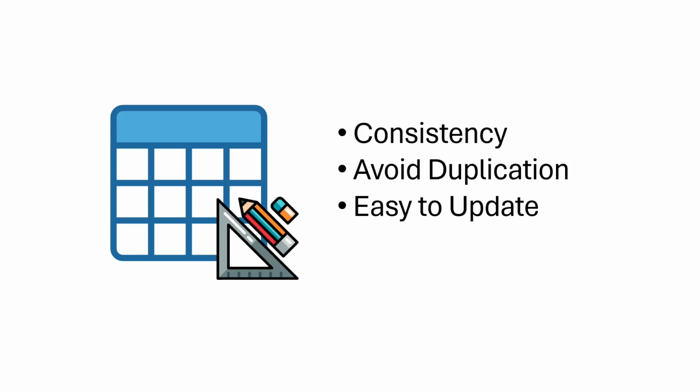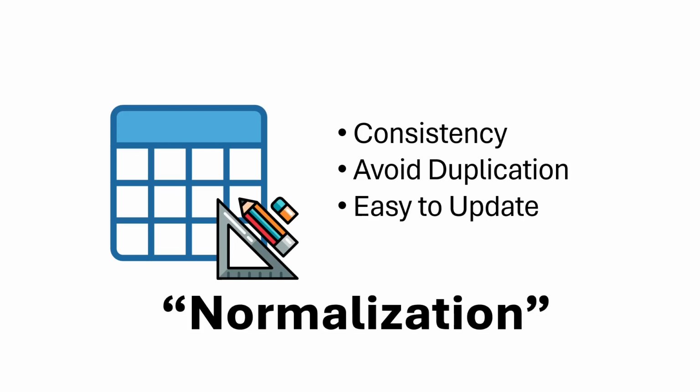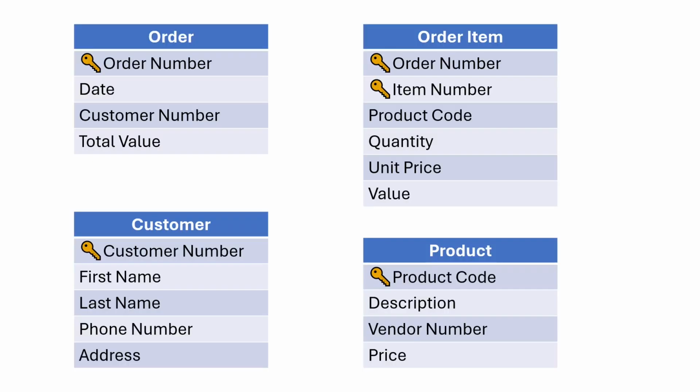The process of designing a relational database to ensure that the data remains consistent, avoids duplication, and is easy to update is called normalization. One of the guiding principles of normalization is to ensure that any information belonging to an entity is stored only once in the table representing that entity and not in other tables. Here, for example, it would most likely not make sense to add the customer's last name on the order, as it is an attribute of the customer.